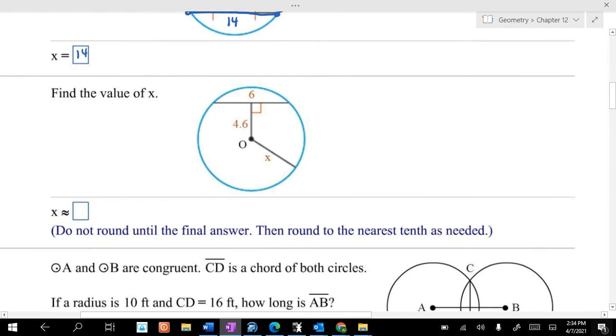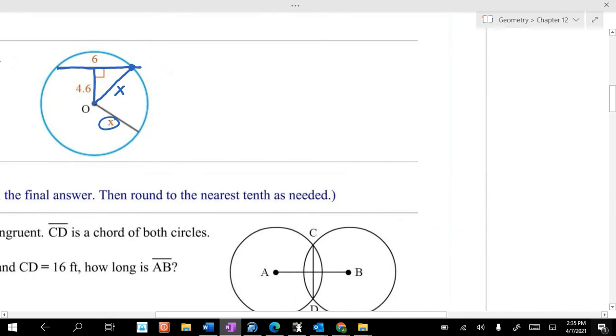Now, how am I supposed to find x down here? I know this chord is 6, and the distance it is from the center is 4.6, but this one isn't even a chord. It's a what? Radius. How am I supposed to figure out that radius? Could I draw it somewhere else? Could I draw a radius there? Is this radius longer than this radius? No. All radii of the circle are the same.